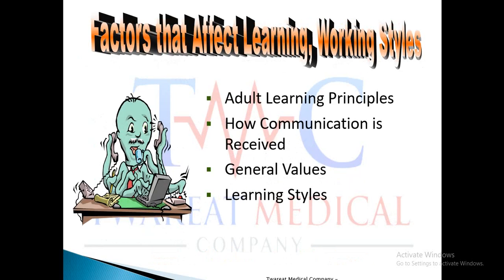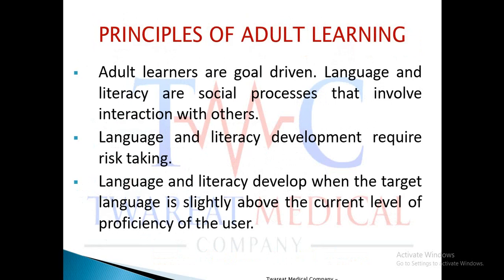Now, factors that affect learning and working style. Usually, we have to adhere to the adult learning principles, how the communication is received, general values, and learning styles. Principles of adult learning. Now, the principles of adult learning are very important. We have to understand them, especially regarding communication and language.